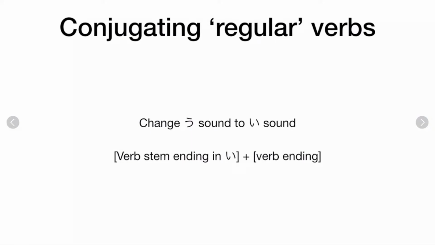So the way that you would conjugate a regular verb, right? So this is a verb that's going to end in a u sound. You change that u sound to its corresponding e sound in the kana chart that I showed you yesterday. And then you add the verb ending that you're trying to form. So you have the verb stem, right? So if the verb is kaeru, you change the ru to ri and it becomes kaeri. And then the verb ending, kaerimasu. Okay?